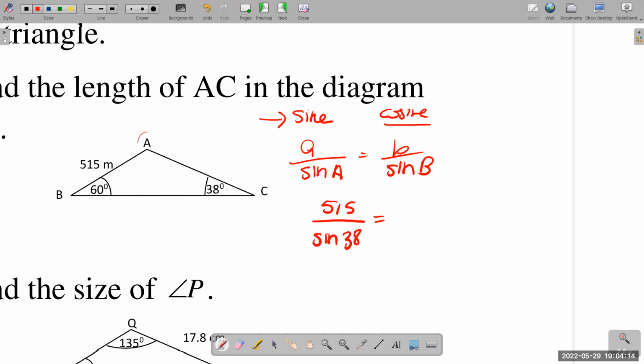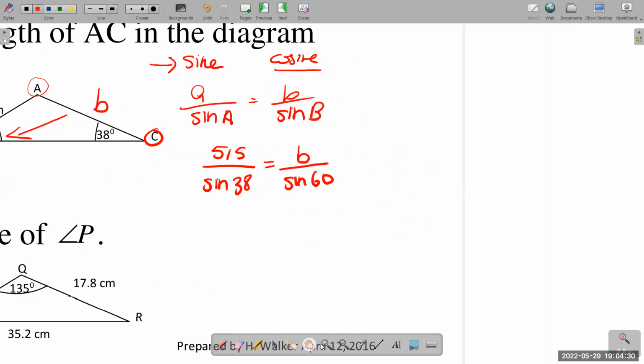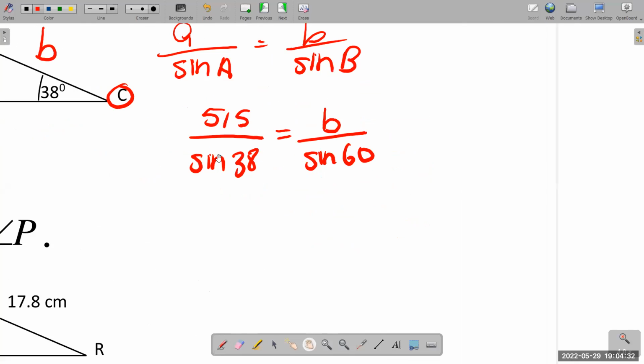Now let's look at the next one. They want us to find AC. So we could consider AC as B, right or wrong? So this is the unknown side, B, but we have the opposite angle to it, which is 60. So we put sine 60. From here, you should be able to take it. Because what do you do next? You find the values of sine 38 and sine 60. So people with calculators, there we go. So that's 515 divided by what?